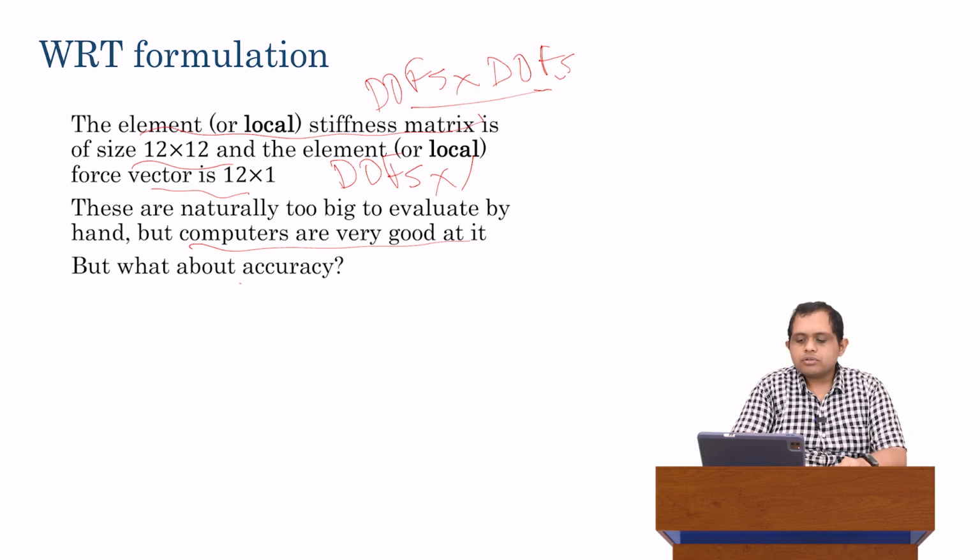Anyway, so the short of it is we've derived a system of 12 linear equations. We can solve them. We'll let a computer solve them. We'll look at such a solution a couple of lectures from now. So now we have a solution.